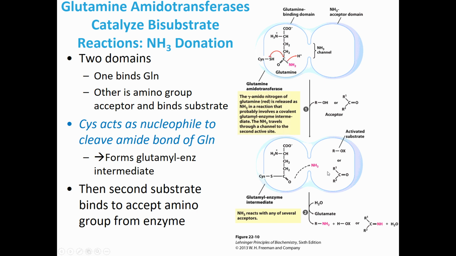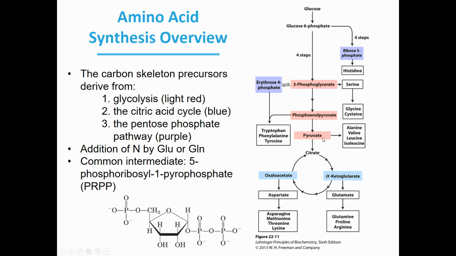Now down here in the second part of the picture, we have the other binding site where whatever we are transferring the amine group to is going to bind. The amine group can then bind to our substrate. We will release the aminated substrate molecule as a product, and we release glutamate, formed because the glutamine originally here lost its amine group.